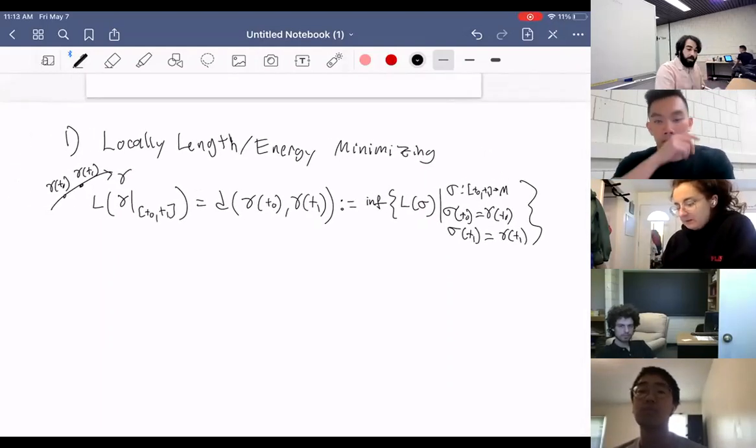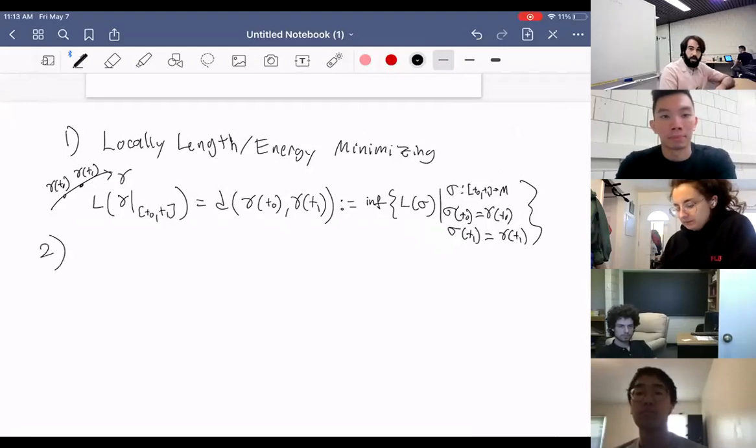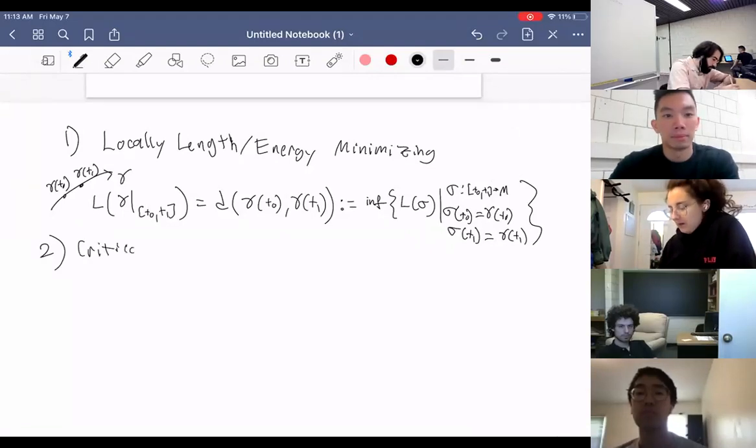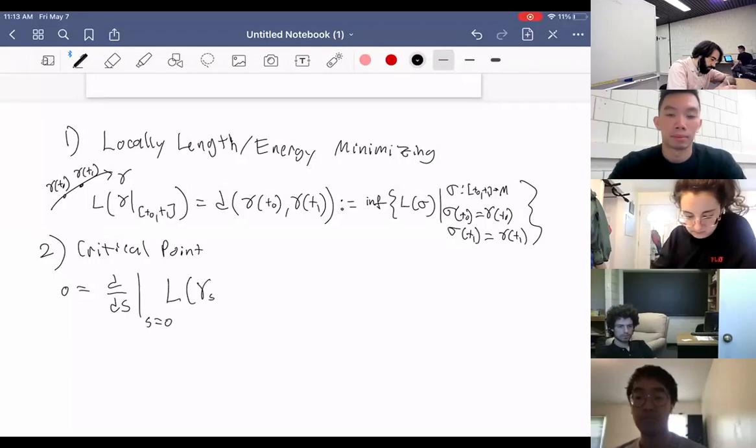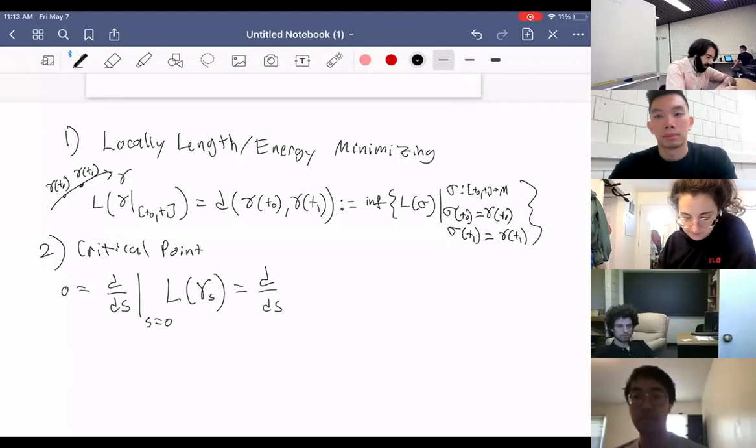The second equivalent definition is that it's a critical point of the length/energy function. So that means that, I'll just write down the mathematical definition real quick. So gamma is our geodesic, and gamma sub s is a 1-parameter family of geodesics, where s is like our variation.